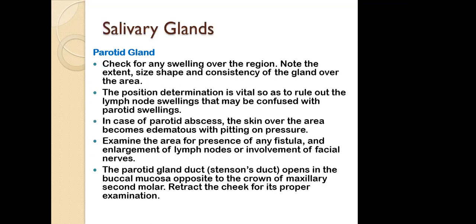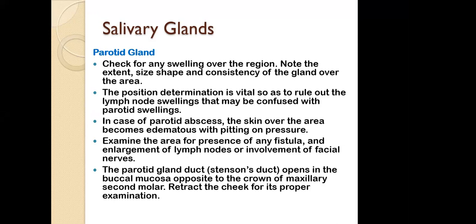Salivary glands can get any problem: infections, tumors, obstructions, and so on. Major ones like the parotid gland. We want to check for any swelling over the region, noting the extent, size, shape, and consistency of the gland. The position determination is vital, so as to rule out lymph node swellings, because you remember there are lymph nodes just in front of the parotid gland or even behind. So is it a lymph node or is it the parotid gland? Sometimes there can be a parotid abscess.